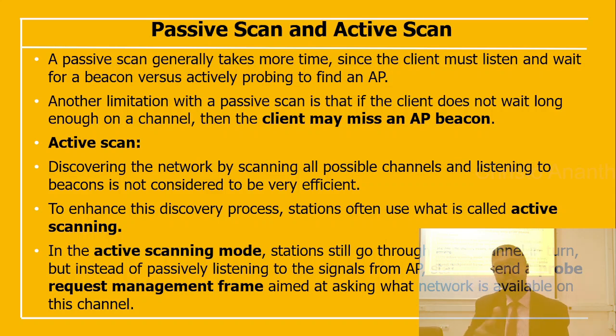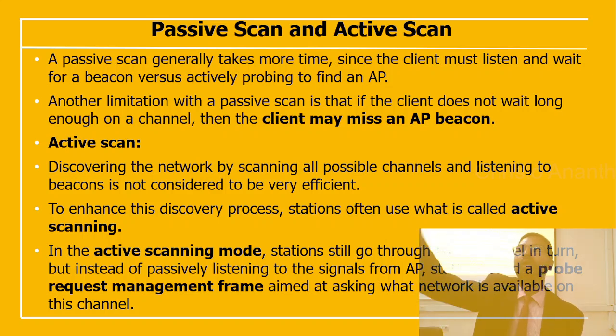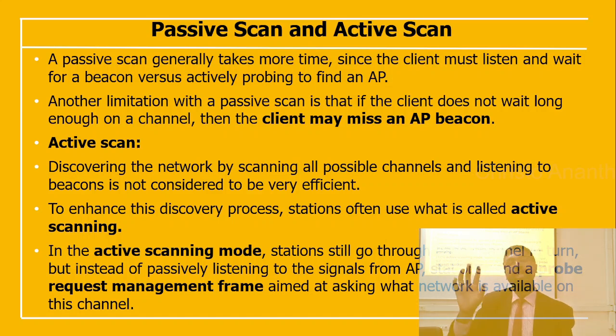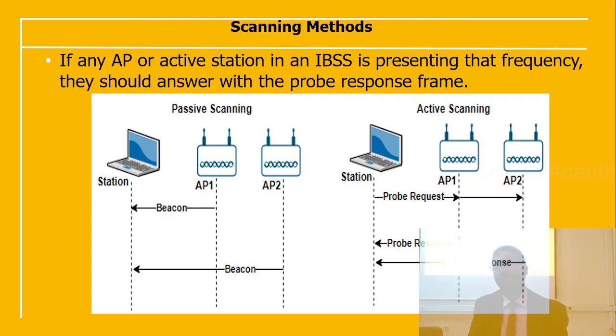In the active scanning mode, the stations go through each channel in turn, but instead of passively listening to signals from the access point, stations send a probe request management frame that identifies whether a network is available on this channel or not. So directly it sends a probe request management frame. If any access point, or any active station in the independent basic service set, is present on that frequency, then immediately they answer with a probe response frame. So we send a request, we get a response, and getting a response means okay, good.